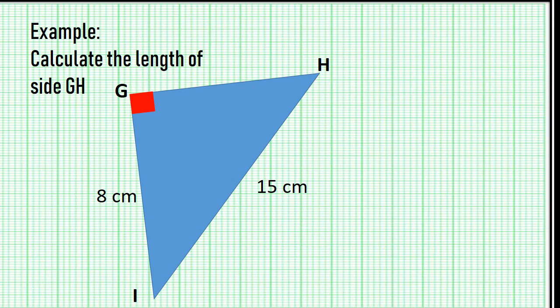Let's have a look at this example. Calculate the length of the side GH. First of all, let's identify our hypotenuse. The hypotenuse, can you see, is directly across the angle G, the 90-degree angle, which is 15 centimeters. So what has been given? They have given us the hypotenuse and one other side, and they are asking us to calculate the other side.